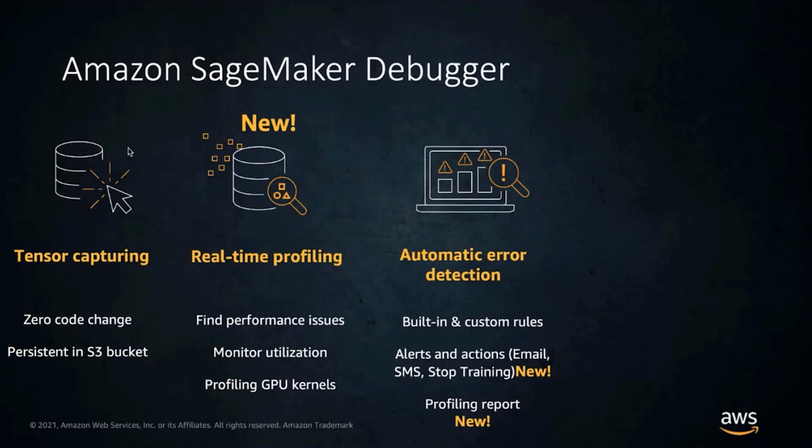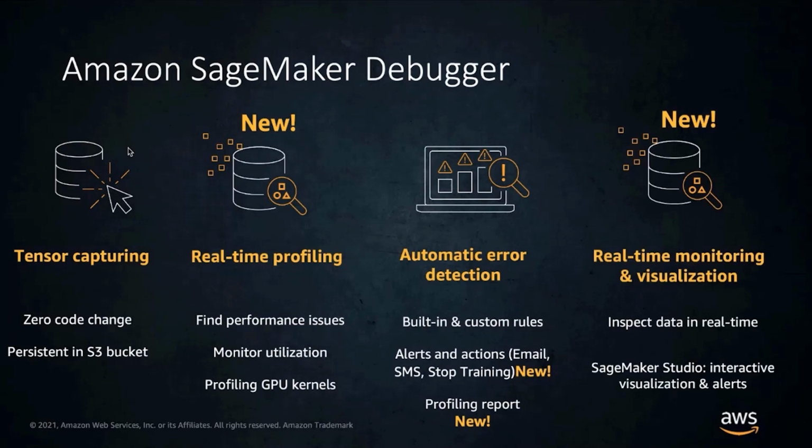We also have a new feature that allows you to define alerts and actions. So for instance, if a rule triggers, you can auto-terminate the training or send notifications such as email and SMS. With the profiler rules, we also now provide a profiling report that gives insights into the kind of performance issues that Debugger detected, and also recommendations of next steps.